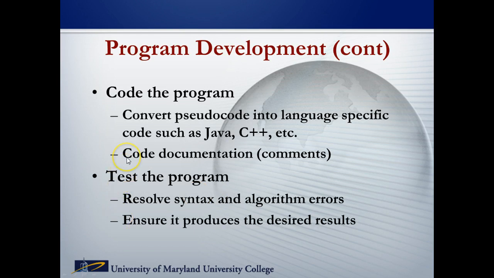So the next step, of course, is to code the program, and that's to convert the pseudocode that you created in the design phase into a specific programming language like Java or C++. Now the text only talks about adding documentation or comments in the code as you're actually writing your programming language. However, for this class, it's very, very important that we get into the habit of documenting our code as we're writing it. So we're going to be commenting our code as we develop it, and that's going to be for every assignment that you turn in.